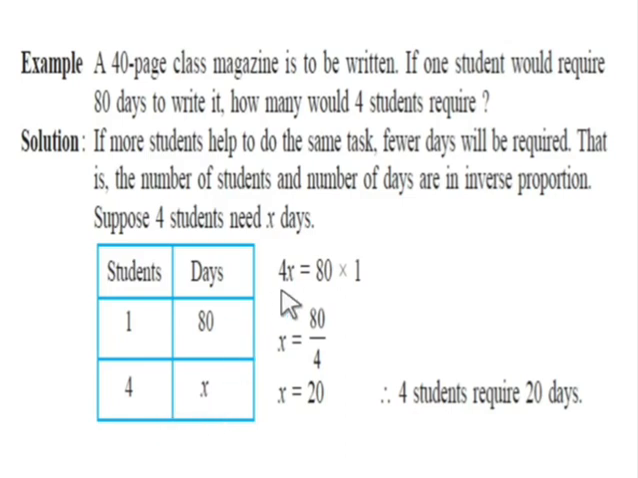So you will get the equation 4x is equal to 80 multiplied by 1. Now here 4 is in multiplication. On the other side it will come in division. So you will get x is equal to 80 upon 4. Now 80 divided by 4 is 20. Hence x is equal to 20. Now what is x here? x is the number of days required by 4 students to complete the class magazine. Hence we will write the answer. 4 students require 20 days to complete the class magazine.